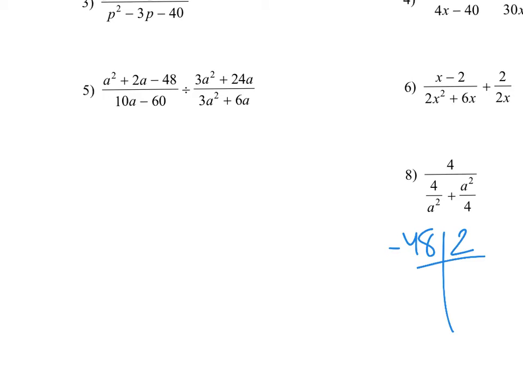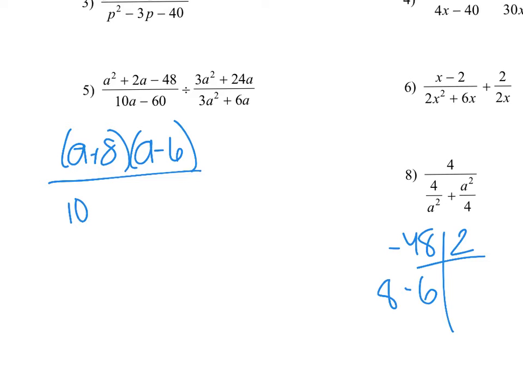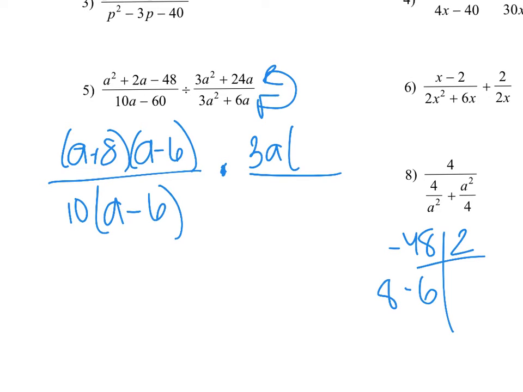Negative 48 adds up to 2. That'd be 6 and 8, right? Well, negative 6. Yeah. So this will be a plus 8 and a minus 6. In my denominator, I'm going to take out a 10, and I get a minus 6. Then I'm going to flip this, and I'm also going to factor it. So I'm going to take out a 3a, and I'm left with a plus 2. And then I take out a 3a, and I'm left with a plus 8.